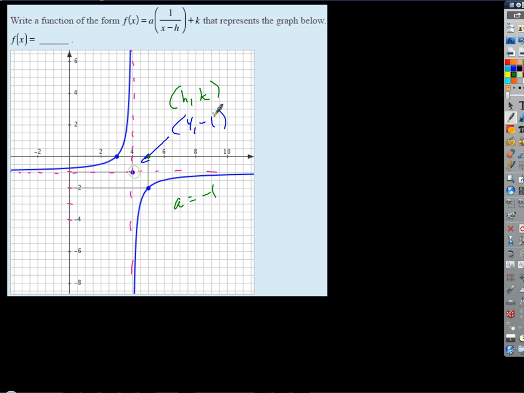So what does this one look like then? Well, we just get f of x equals negative, right? I don't put a 1 there, just negative. And then x minus 4, right, because that's h. And then plus k, well k is negative 1, so I'll just put a negative 1 out there at the end, right? That make sense? Yep. Okay.